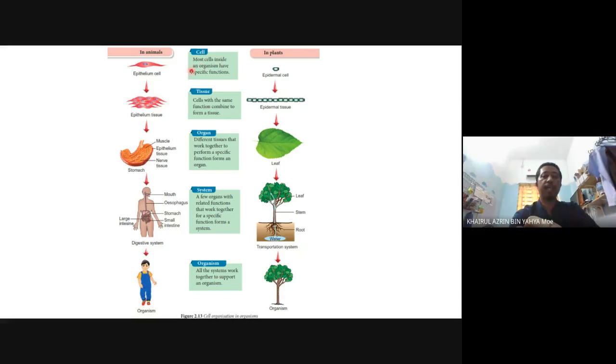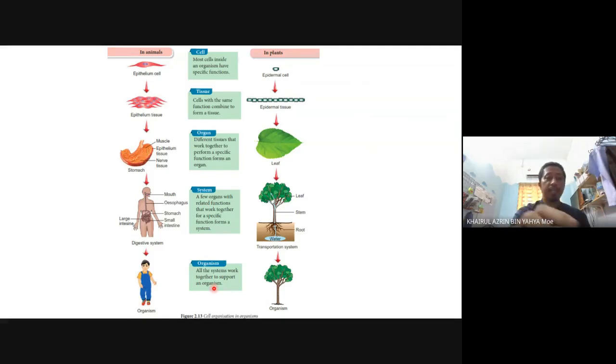Okay, so we go back to here, cell. Most cells inside an organism have specific functions. Ada tugas-tugas yang tertentu. Cells with the same function combine to form a tissue. Different tissues that work together to perform a specific function forms an organ. A few organs with related functions that work together for a specific function forms a system. And last, organism. All the system work together to support an organism.